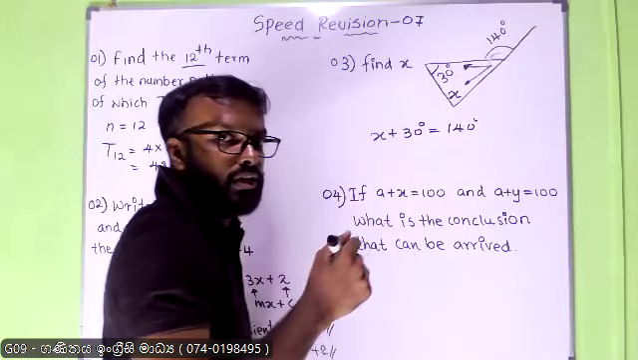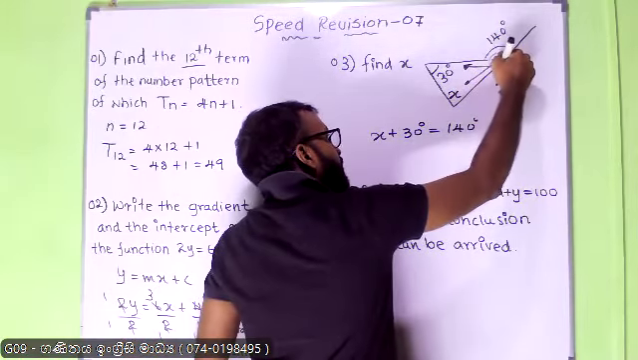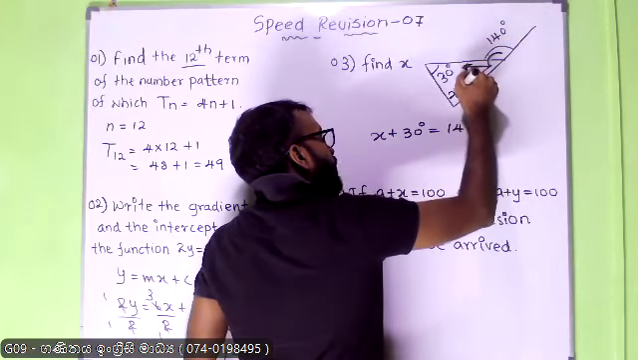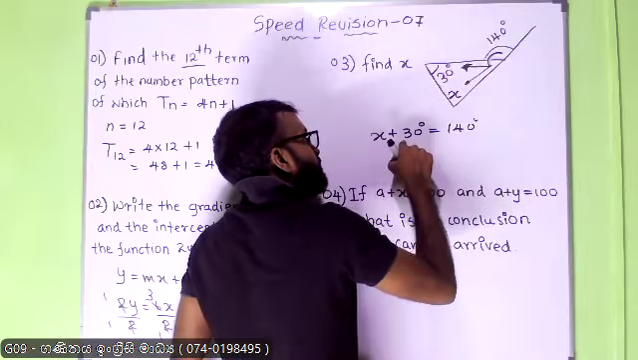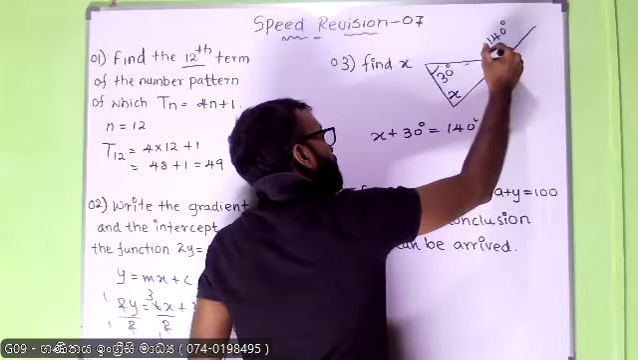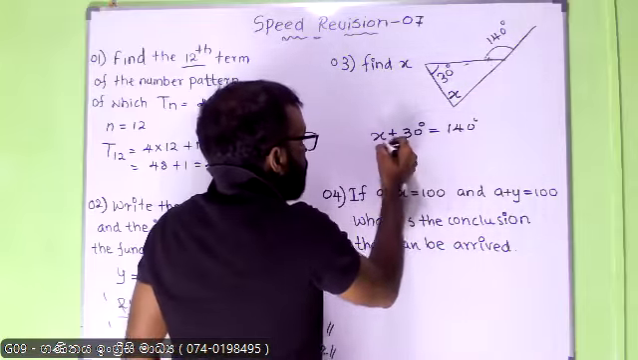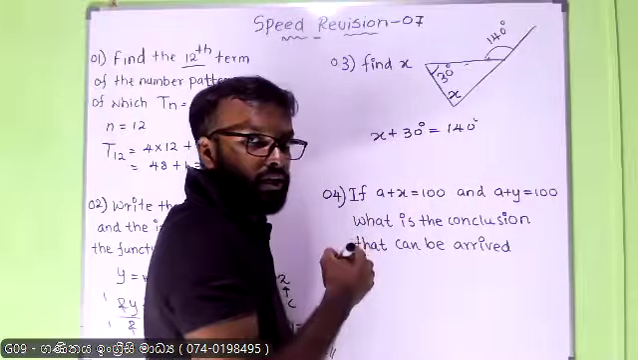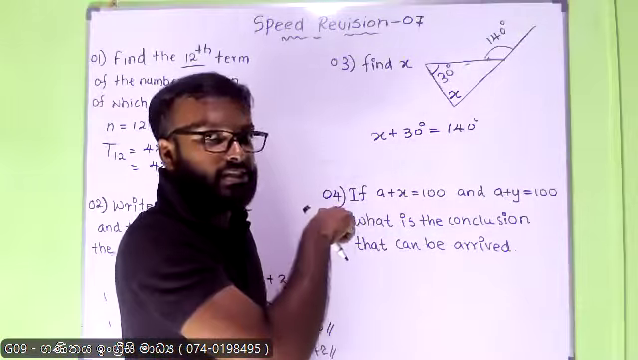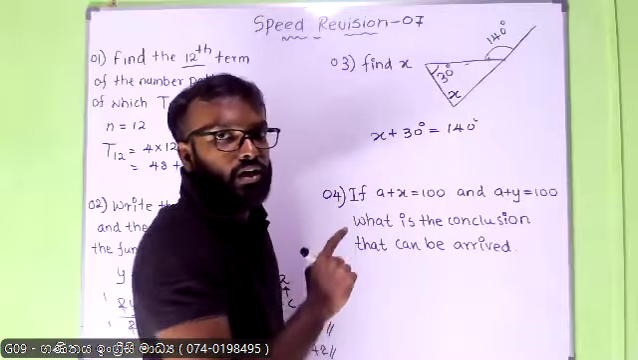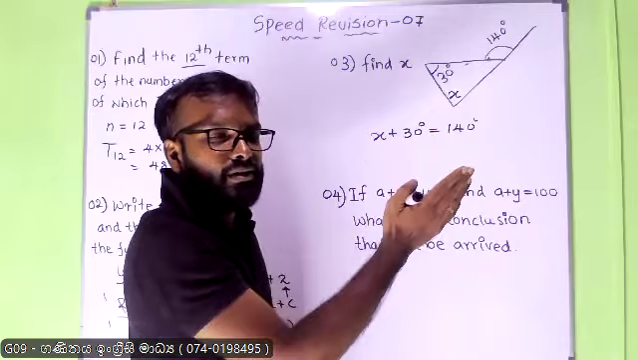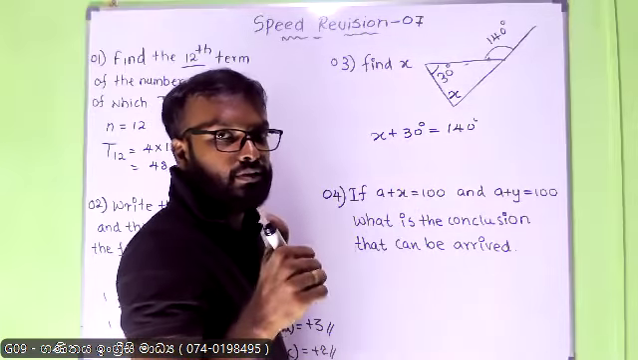I have done this in the class, right? So this is the exterior angle, and these are the two interior angles that you need to add. x plus 30 equals 140, right? So you have to remember that part. This is the angle that you need to find the magnitude of, so I have written it first. x plus 30 equals 140, right? You can write 30 plus x equals 140, but this is good. This is the best practice.